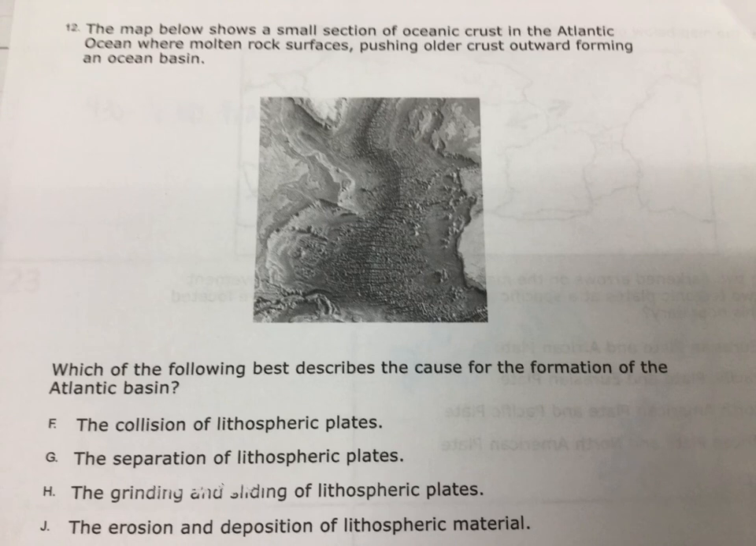Number 12, the map below shows a small section of oceanic crust in the Atlantic Ocean where molten rock surfaces, pushing older crust toward forming an ocean basin. Question, which of the following best describes the cause for the formation of the Atlantic Basin?